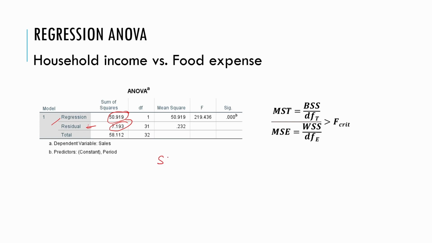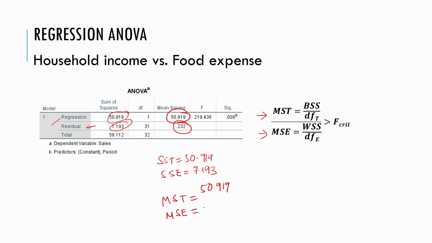So basically this is the SST. SST is your 50.919, and SSE, that is your 7.193. Now they have calculated MST and MSE. What is MST? This is the MST and this is your MSE. So MST is 50.919, and what is MSE? MSE is 0.232. How has this been calculated?